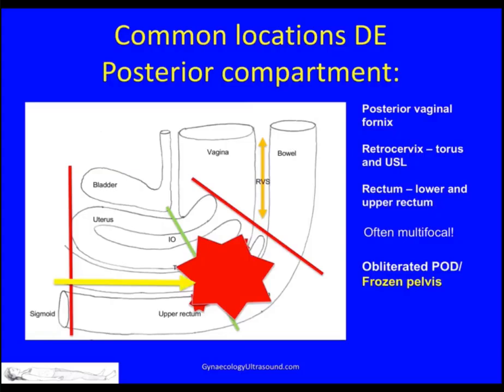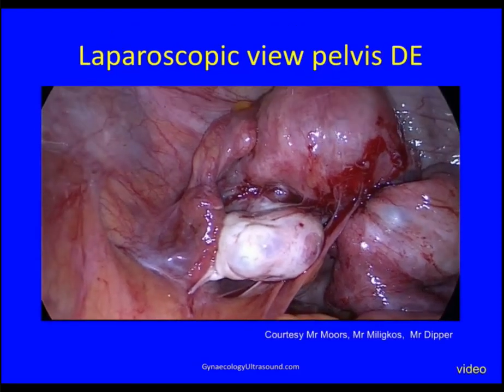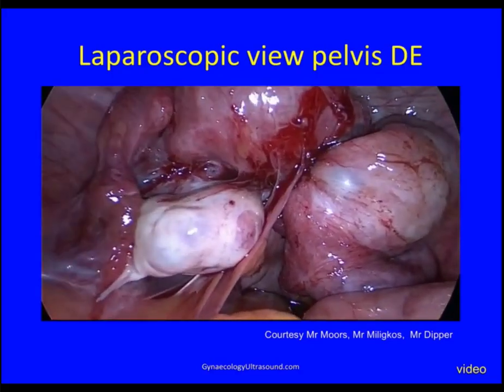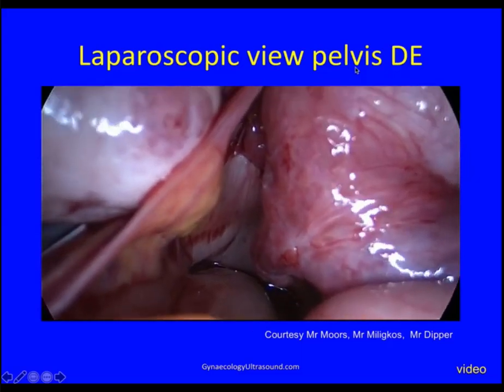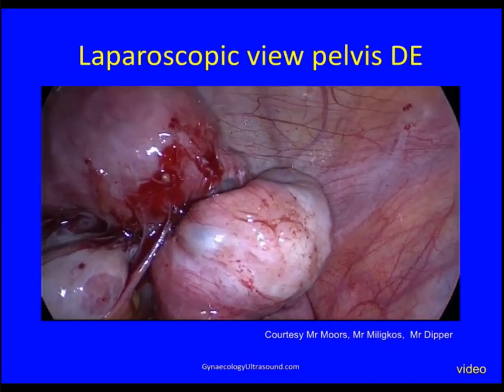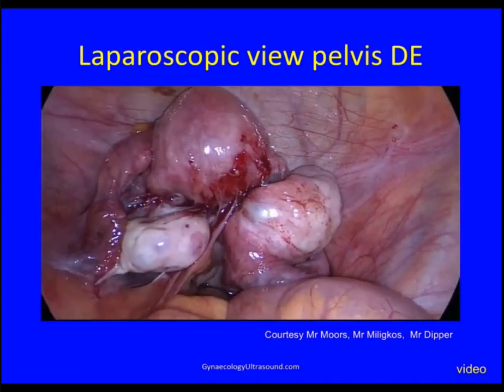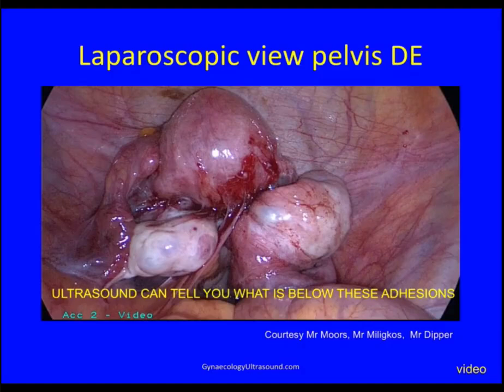And if you're doing a laparoscopy, you'll be looking into that area all matted together. So you won't, in fact, be able to tell very much. This is what a frozen pelvis looks like at laparoscopy. You can see the back of the uterus, you can see the ovaries, bowel, everything is glued together, but you can't really tell what's going on underneath that. But ultrasound can tell you what's underneath those adhesions once you know what it looks like.